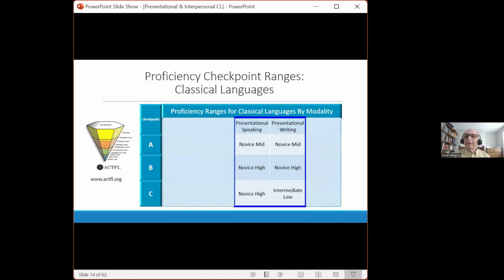For presentational speaking, students at checkpoint A should be able to perform without scaffolds at novice mid. Students at checkpoint B and C at novice high without scaffolds. For presentational writing, students at checkpoint A should be able to perform without scaffolds at novice mid. Students at checkpoint B, novice high, and C at intermediate low. Of course, this is all without scaffolds. When we scaffold our activities, students hopefully will be able to perform at a higher level. But this is what we expect basically at the end of the year, when students are doing their assessments and there's no scaffolding involved.